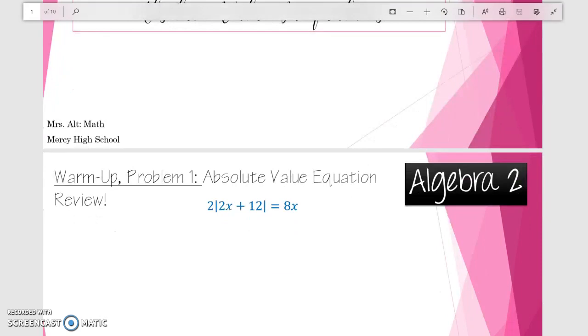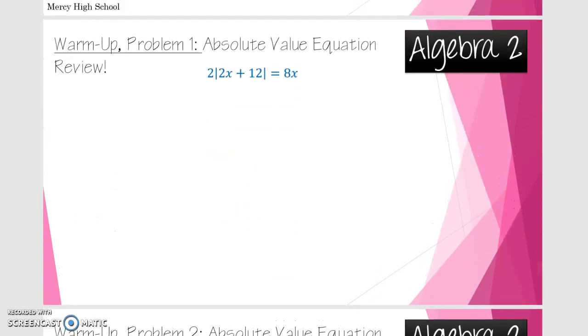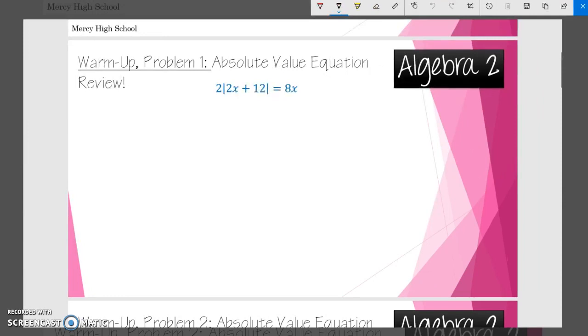So you want to make sure that you have a notes packet from the front of the room. And then we're going to go ahead and get started with a warm-up problem where we're taking a look at the type of material that we covered yesterday. So we're going to start off with this one where we have an expression or a coefficient out in front of the absolute value sign.